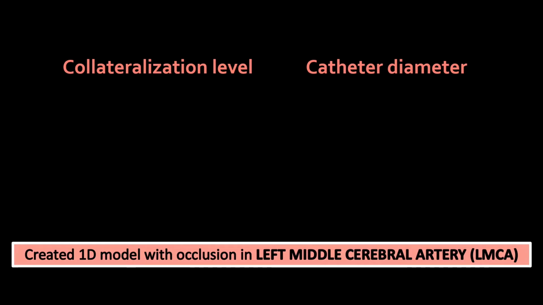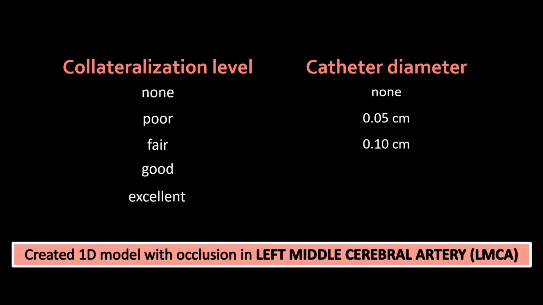Our models measured blood flow and pressure throughout the brain across 5 relative collateralization levels: no collateralization, poor, fair, good, or excellent, and 3 catheter diameters: no catheter at all, a diameter of 0.05 centimeters, or a diameter of 0.1 centimeter. Our models were generated by programs developed in Dr. Cerebral's lab, and we referenced images of the brain as well as Circle of Willis templates from existing research.